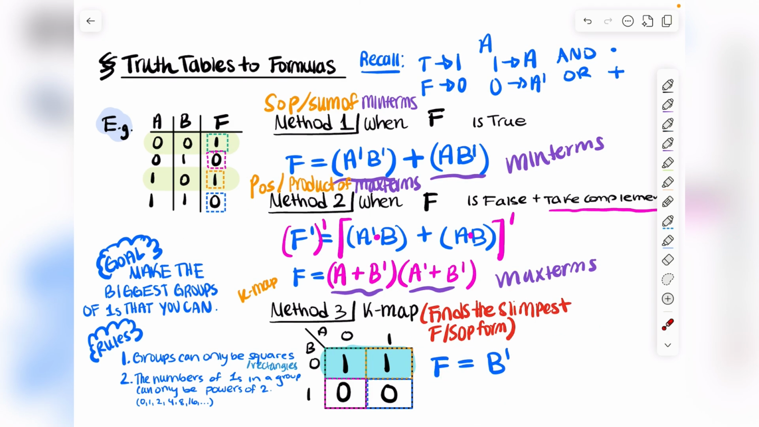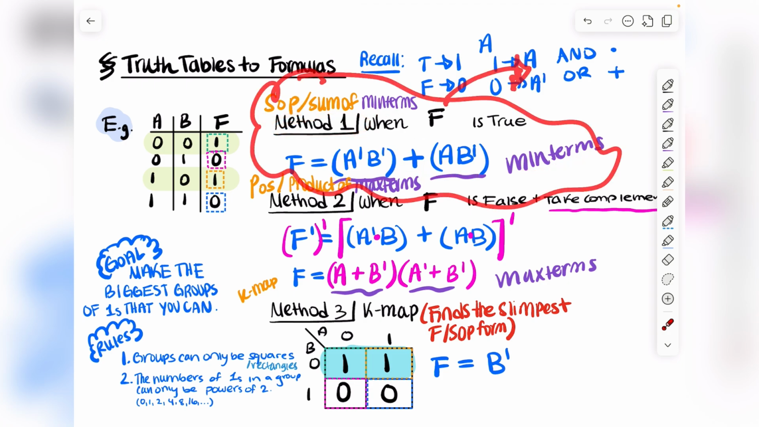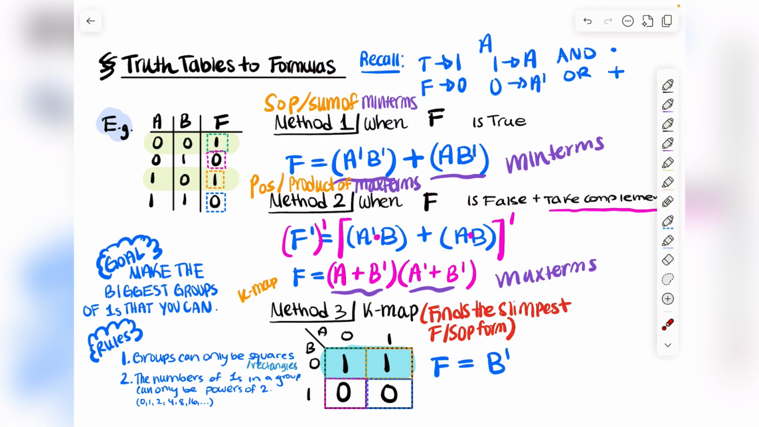On another note, because we call these minterms, another name for the sum of products method is the sum of minterms. And later on, when we learn about machines, we're going to learn about a decoder, and this is key to understanding what a decoder is and how it's useful. Likewise, because these things are called maxterms, another name for the product of sums method is the product of the maxterms.